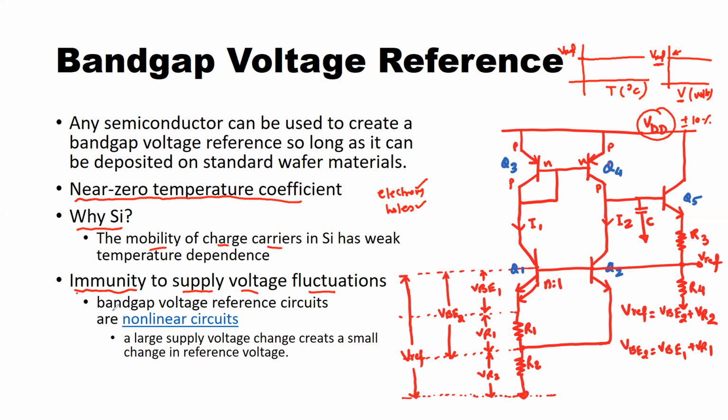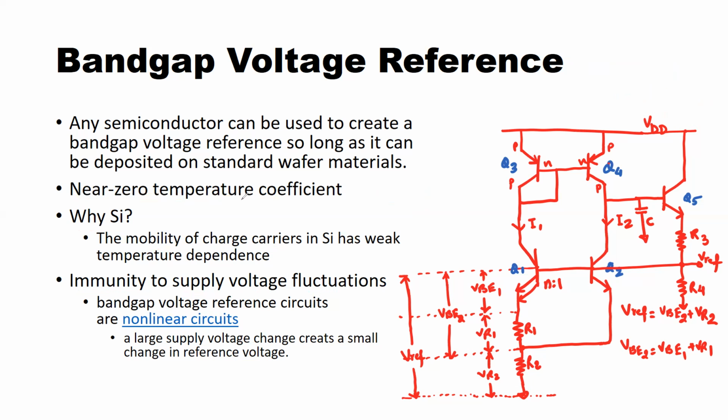And the reason for that is that bandgap voltage reference circuits are non-linear circuits. It means large supply voltage changes create only a small change in the reference voltage. So even though you have large fluctuations, you still have minor variations in the reference voltage. That's why bandgap reference voltages are preferred.